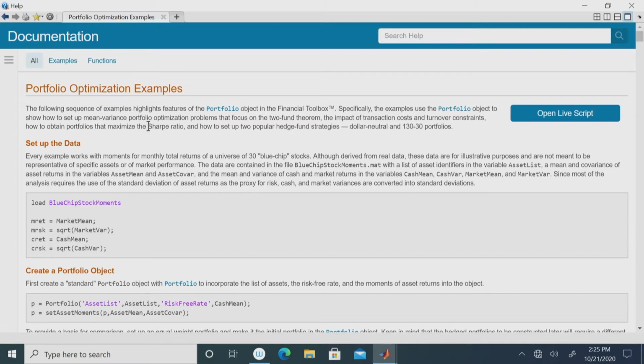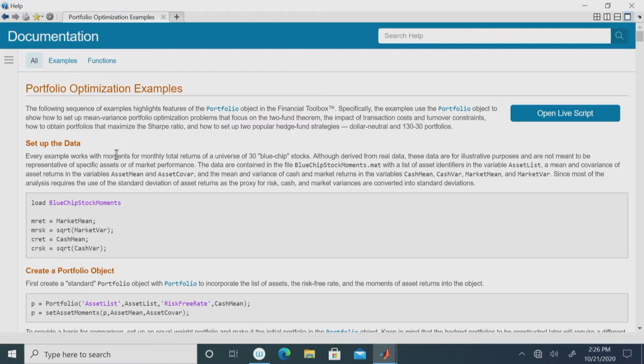And we will look at the problem of maximization of the Sharpe ratio, which was an indicator of effectiveness in the management of the portfolio, and we will briefly mention two popular hedge fund strategies, namely the dollar neutral and 130-30 portfolios. We will just mention those since they were not a part of our regular discussion in the preceding lectures. First, we will have to set up the data.